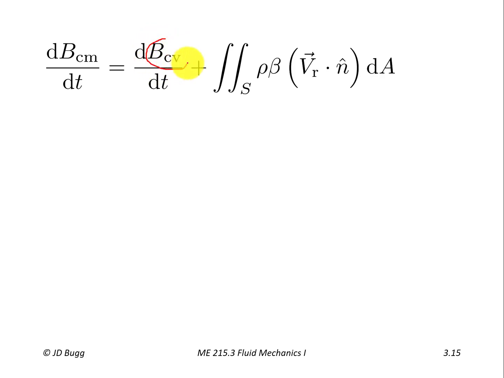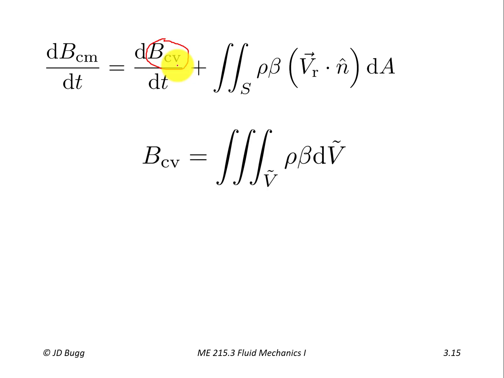Well, what is this? That's the total amount of B in the control volume. One way we can represent that is as an integral over the entire volume. Notice this is a volume integral now, and we remind ourselves of that by showing a triple integral of rho times beta times dV. Well, let's work with this and see if it makes sense.